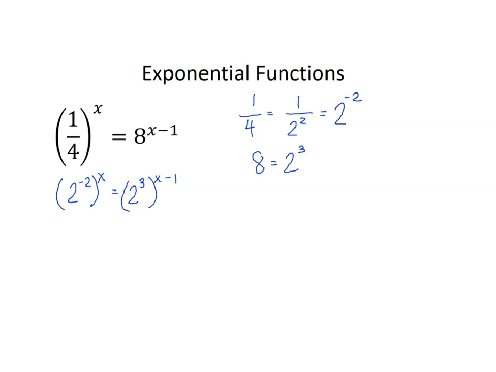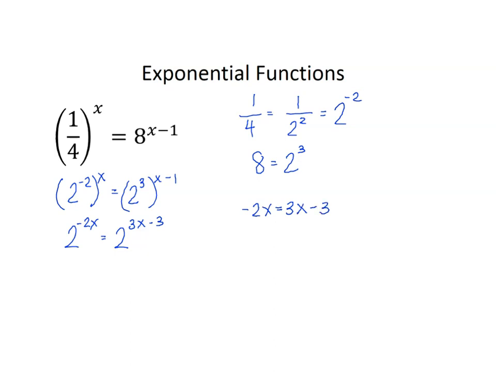Okay, so let's do it. On the left, I'll have 2 to the negative 2x, and on the right, I'll have 2 to the 3x minus 3. Now we're almost there. We have a power of 2 on the left and a power of 2 on the right. So in order for the left and right side to be equal, that means my exponents have to be equal. So let's set them equal. Negative 2x equals 3x minus 3.